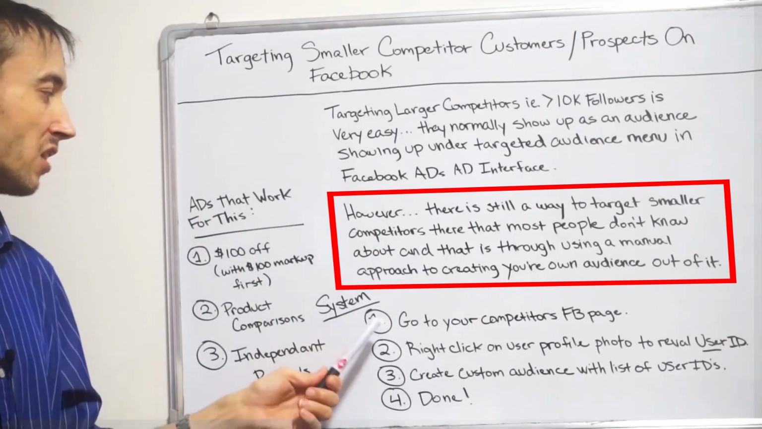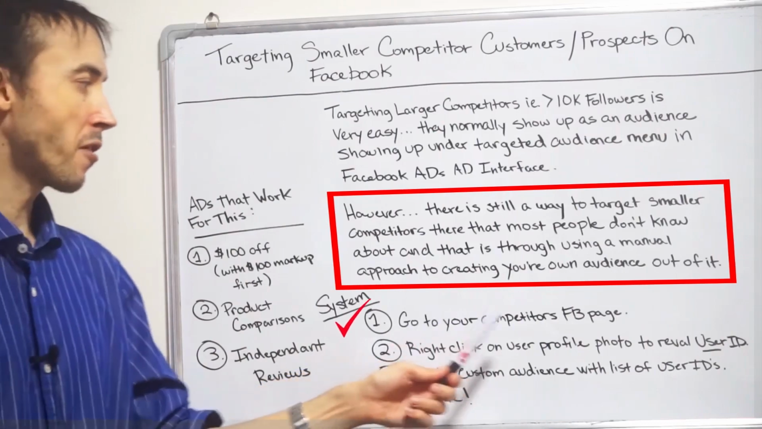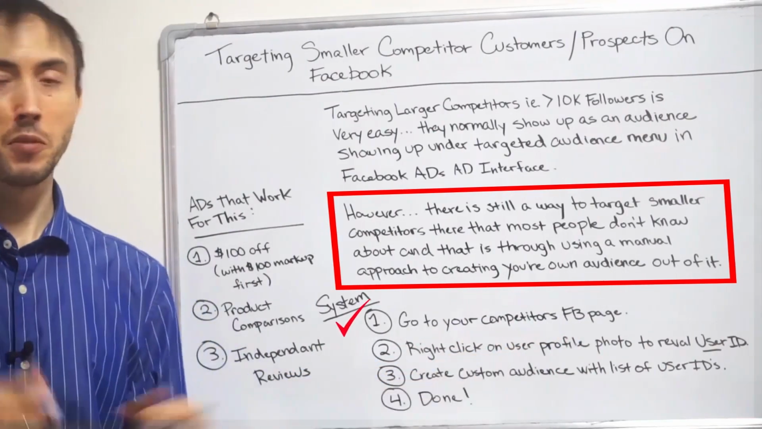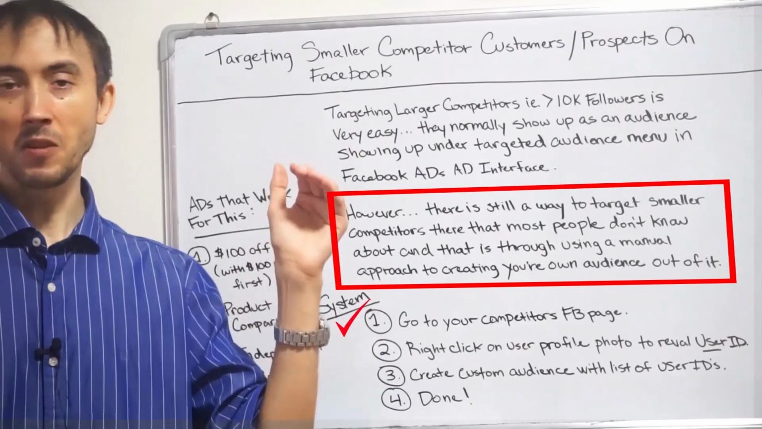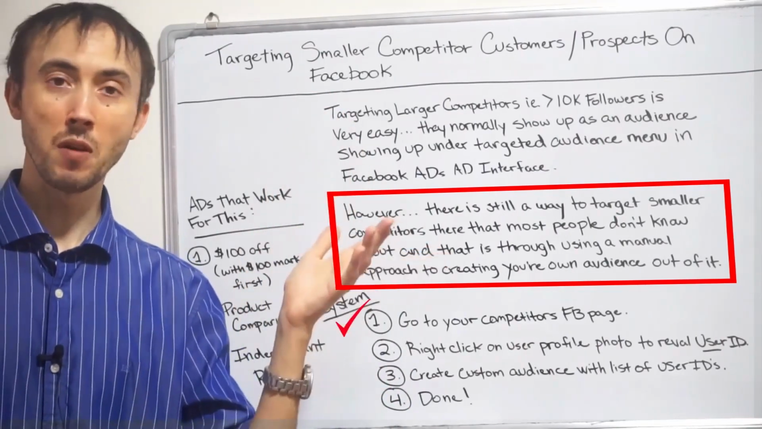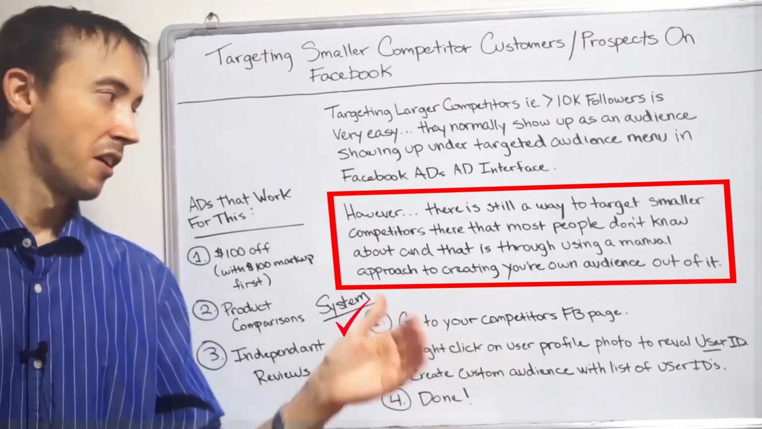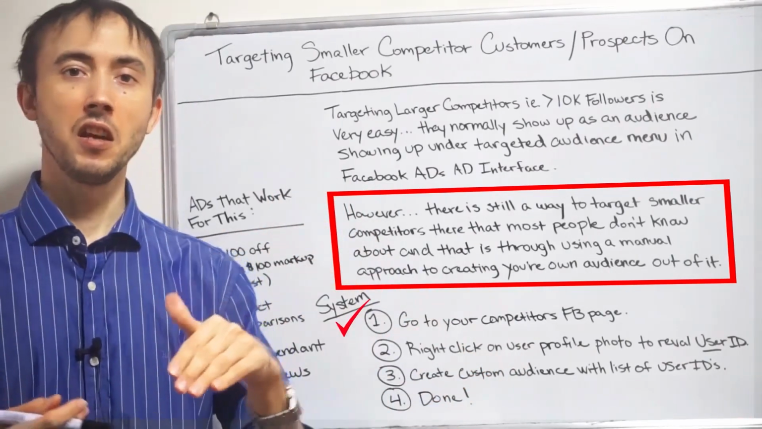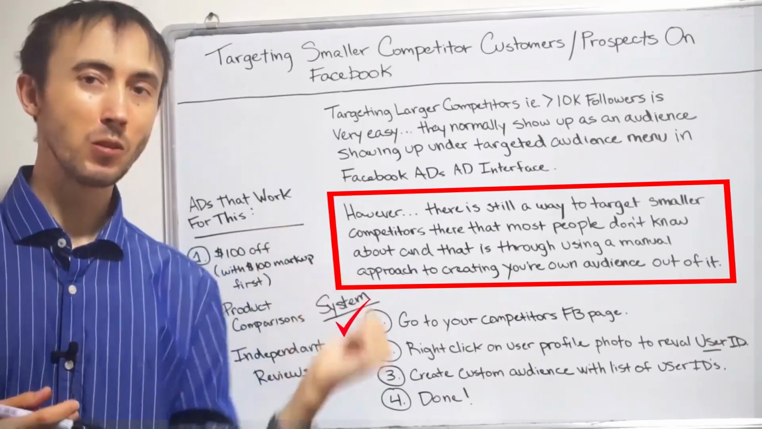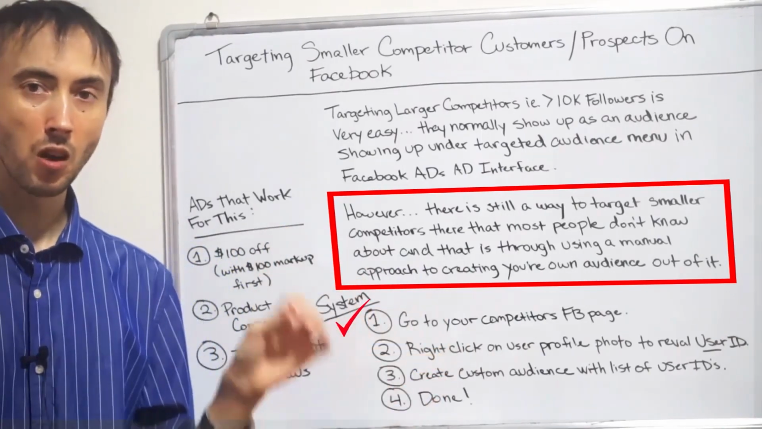So anyway, here's the system. Go to your competitor's FB page. Pretty self-explanatory. You have your list of competitors. Sometimes they're not on Facebook, but anymore, obviously most people will be. And technically, if they're not on Facebook, they're on LinkedIn, and you could do the same thing there on LinkedIn as this system works on Facebook. It's almost the same.